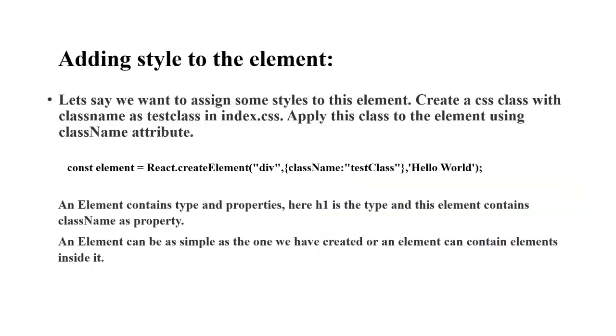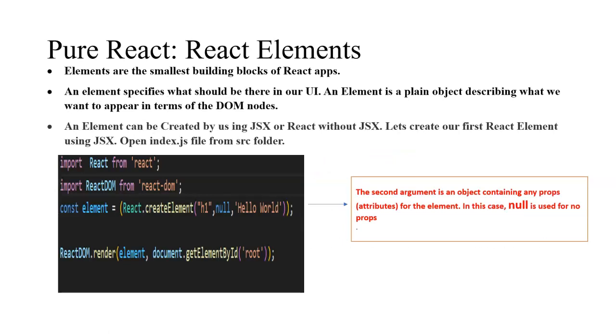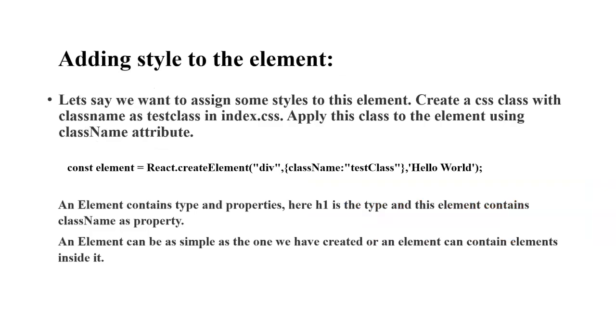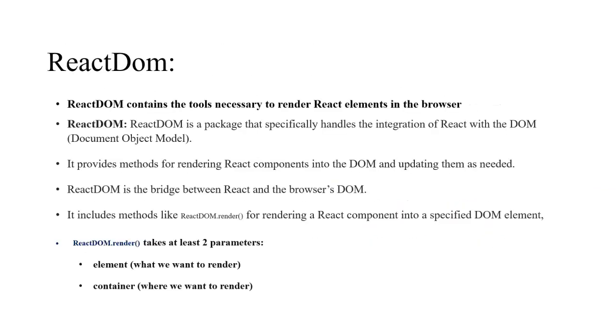If I want to add styling, in the second value I can pass the styling. But in the previous example, I didn't use any styling, so I passed null here. In the second parameter, className equals test hello, you can pass the styling. And then finally, we need the DOM here. ReactDOM.render takes two parameters, element and container: what we want to render and where we want to render. What we want to render is the header tag. Where we want to render means we want to display the content in the HTML page.